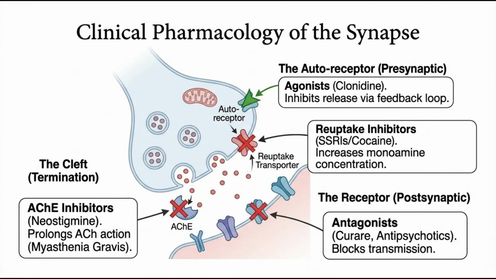These are drugs like neostigmine or, more sinisterly, organophosphate nerve agents. They block the enzyme acetylcholinesterase. They stop the molecular scissors from chopping up acetylcholine. And the slide mentions a key clinical application, myasthenia gravis.